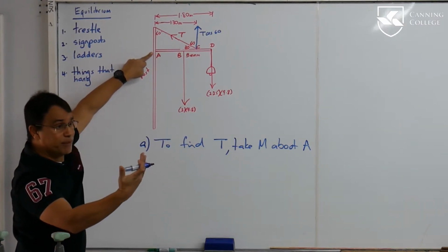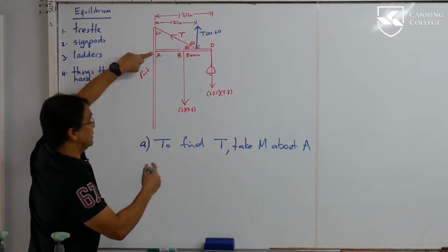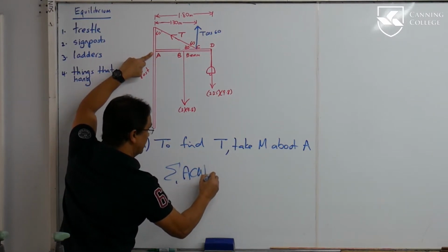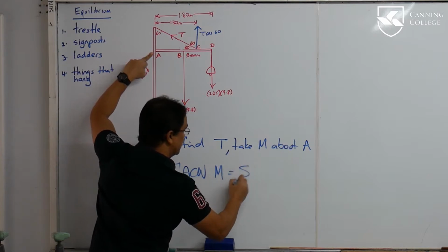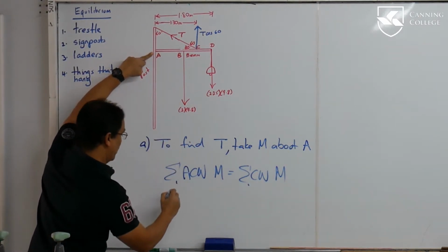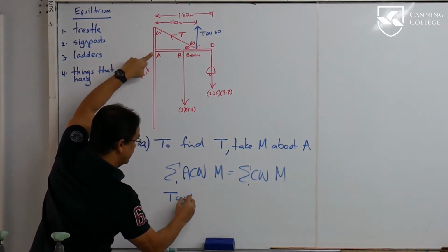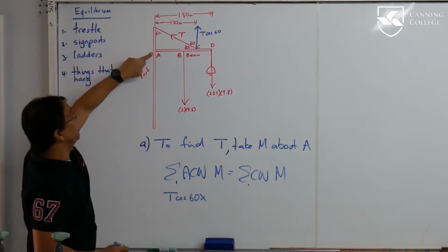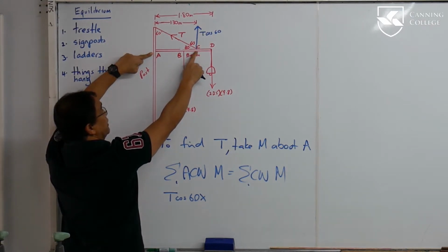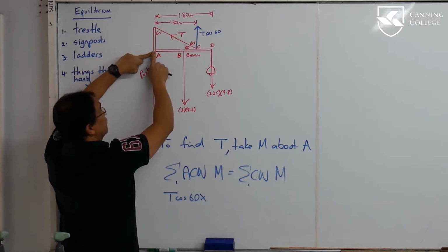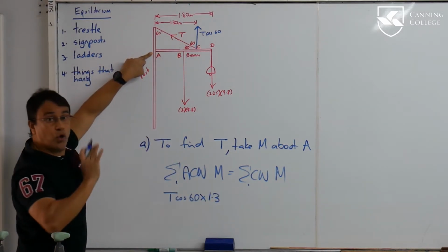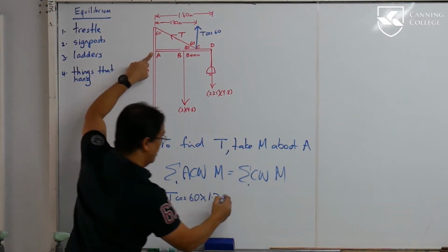And so therefore I'm going to keep all of that to the left-hand side of my equality. All right, so sum of the anti-clockwise moments must be equal to the sum of the clockwise moments. And what are the anti-clockwise moments? T cosine 60 multiplied by, what's the distance from the point of application of the force in the cable to the axis of rotation? Well, I've given it to you there. It's 1.3 meters. And that's our only anti-clockwise moment.